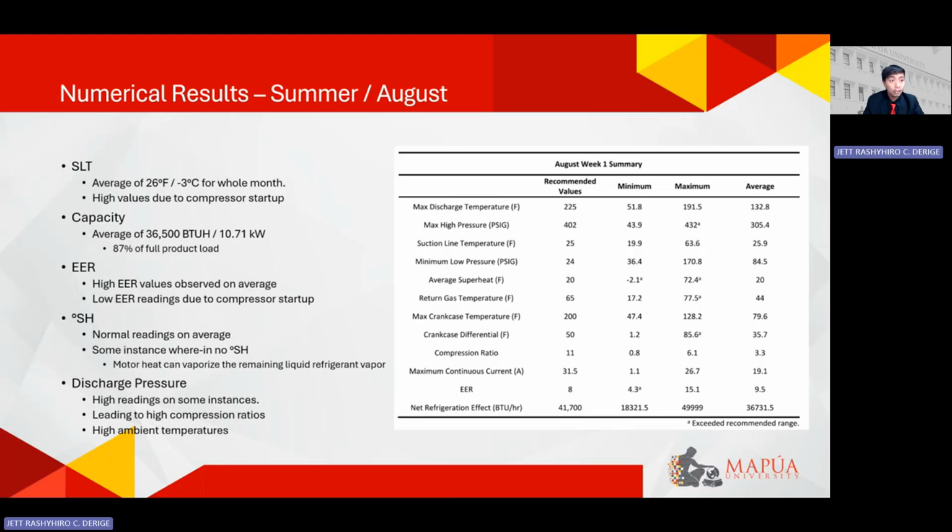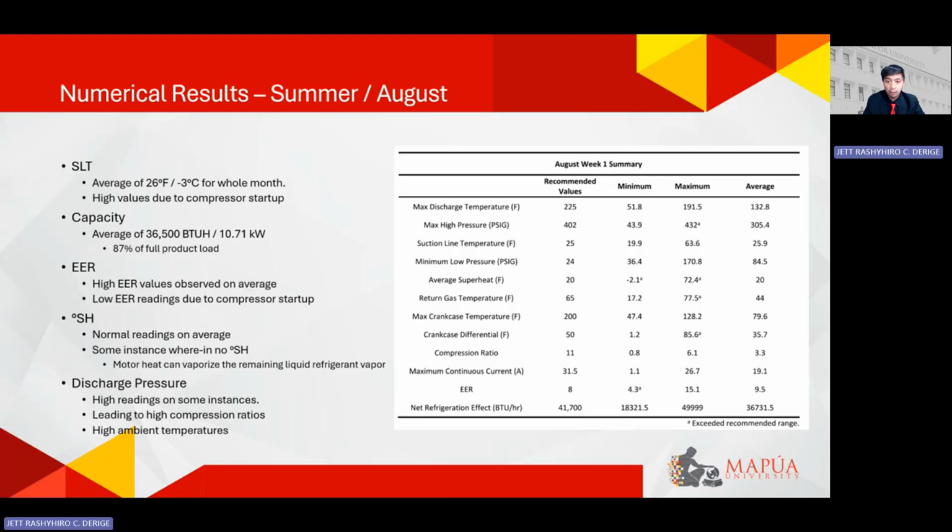And for the energy efficiency ratio, high EER values were observed on average. As you can see on the table on the right, it averaged around 9.5 for the month. So these were high EER values. If you compare it to conventional energy efficiency ratios on conventional refrigeration units of around 3 to 5, this is higher in comparison. And also, we operated with higher EER as per the recommended values as well. So that shows that the unit is running efficiently throughout the summer, even though we have high ambient temperatures.